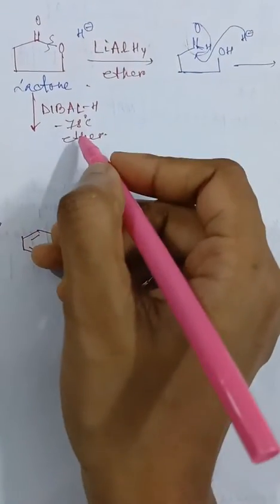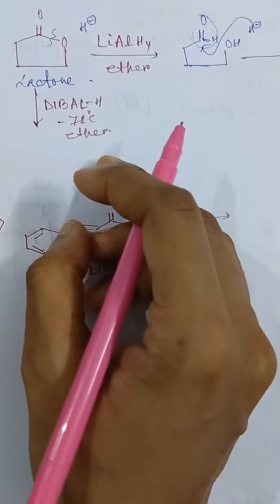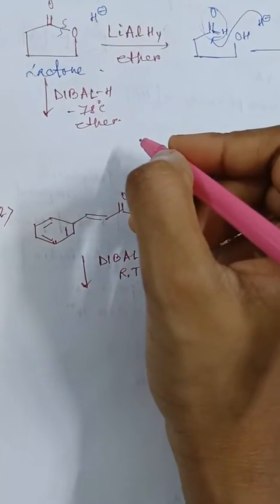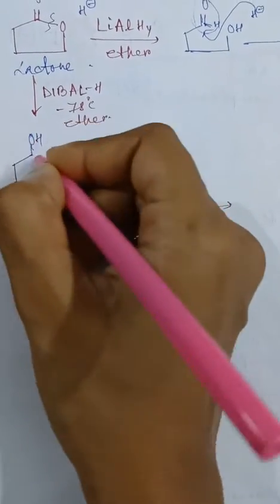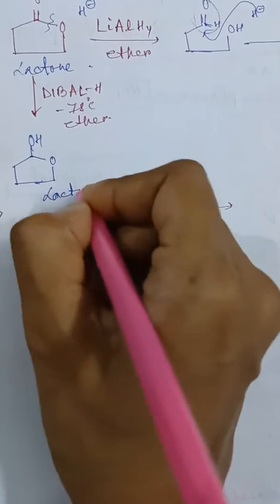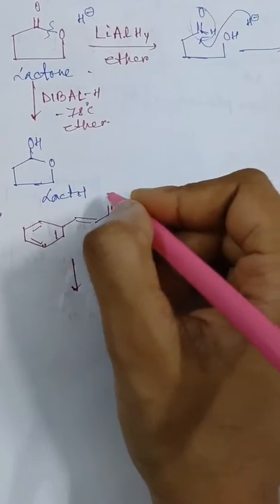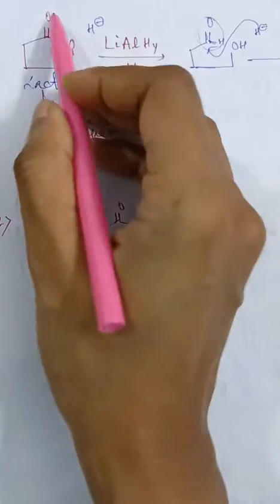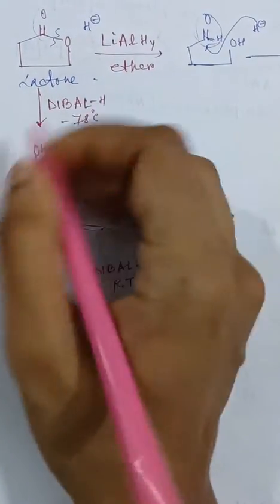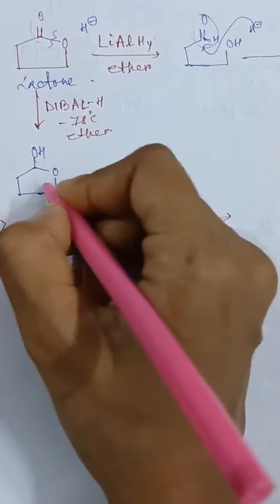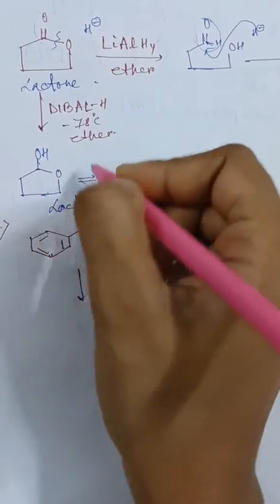Now here, when you use diisobutyl aluminum hydride, in short DIBAL-H, then what will happen? Then it will produce this, which is known as a lactol. So it will only reduce this carbonyl group. It won't reduce further, and this lactol can open up like this.